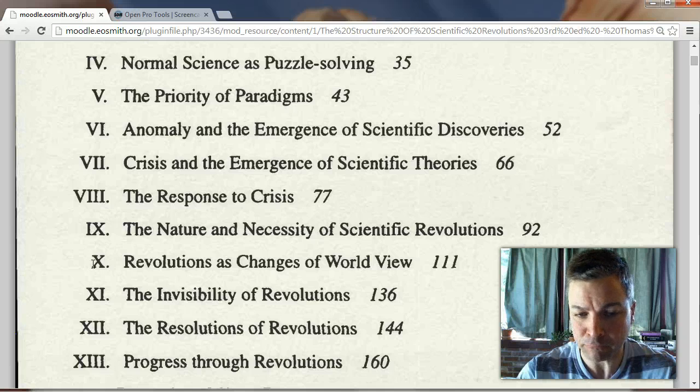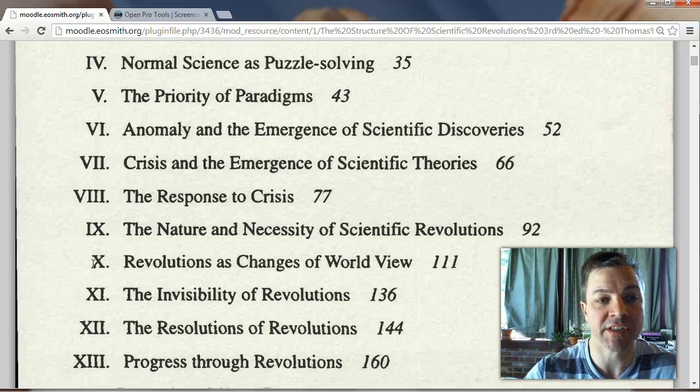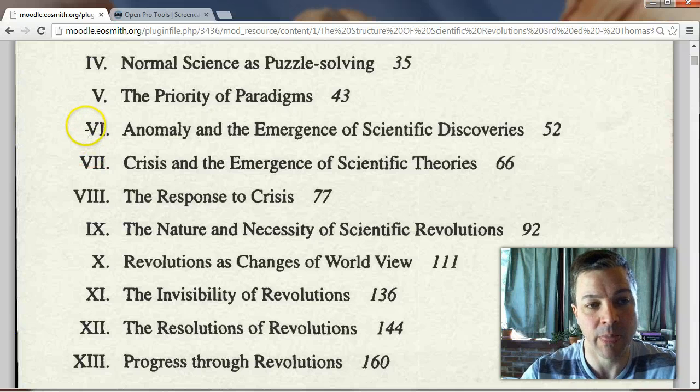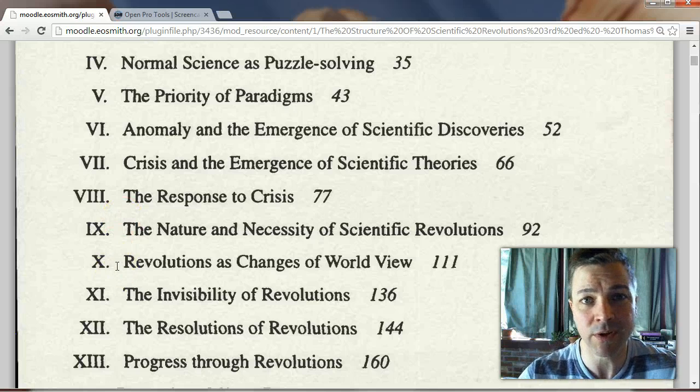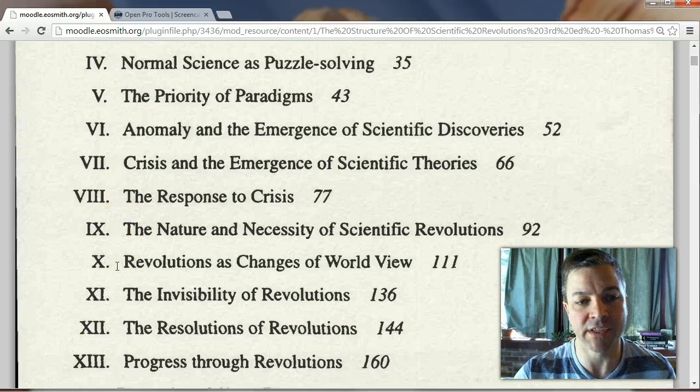Otherwise, I think you're going to miss out on the bulk of what we're trying to get at here. But I would encourage you to read as much of this as possible, especially the section from 6 through 10. So if you could read right from 6 through 10, that would be great. If you could read the whole book, even better. But definitely 6 through 10.